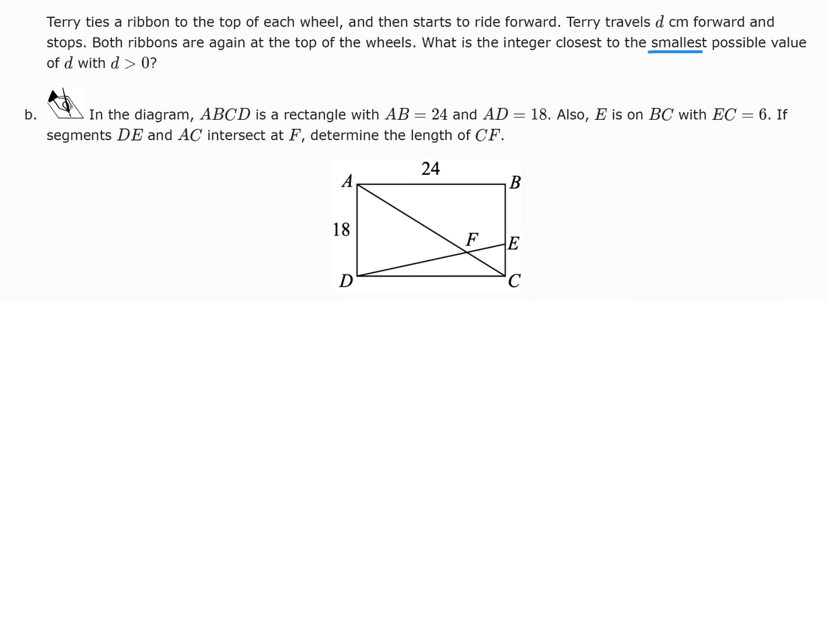In the diagram, ABCD is a rectangle, and AB is 24, AD is 18. E is on BC, and EC is 6. If segments DE and AC intersect at F, determine the length of CF.